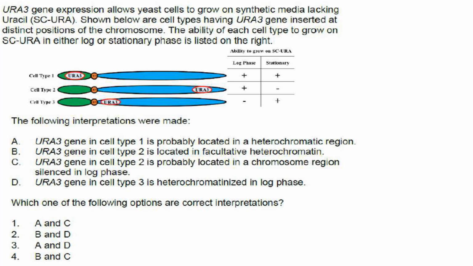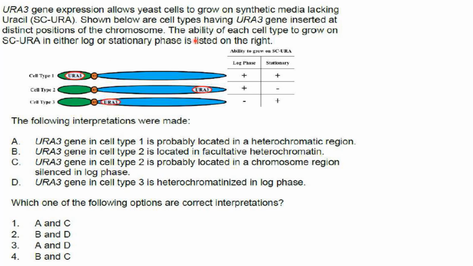Now coming to the next question. URA3 gene expression allows yeast cells to grow on synthetic media lacking uracil. Okay, so there is a gene URA3. It allows yeast cells to grow on media lacking uracil. Shown below are cell types having URA3 gene inserted at distinct positions on the chromosome. So one is cell type 1, it is here. Cell type 2, it is on the long arm. Cell type 3 is near the centromere.